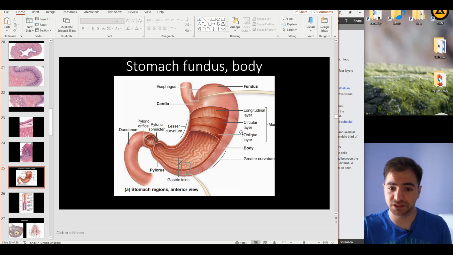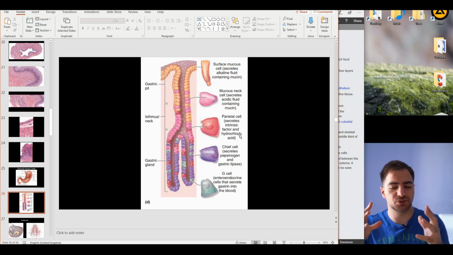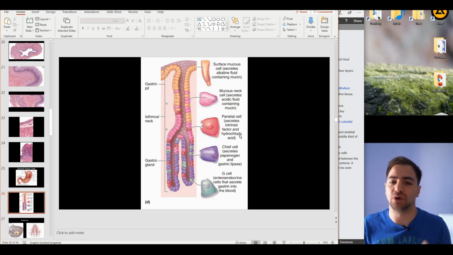Now the fundus and the body are the locations of the stomach that produce, let's say, the main enzyme, the main components that we care about in the stomach. So this is something to bear in mind. First, we'll talk about all the different cells we're going to see in the stomach, and then depending on the location, you will understand yourself where we find what cell.